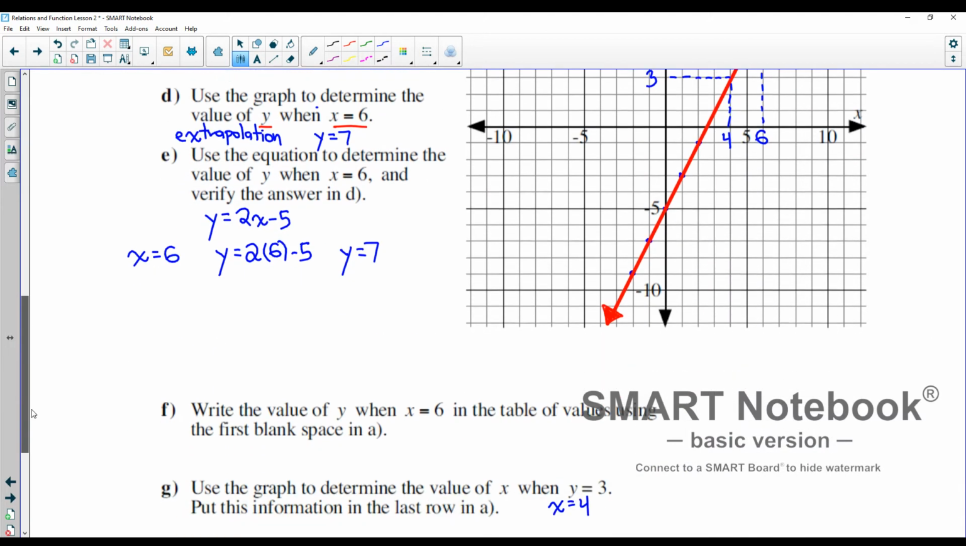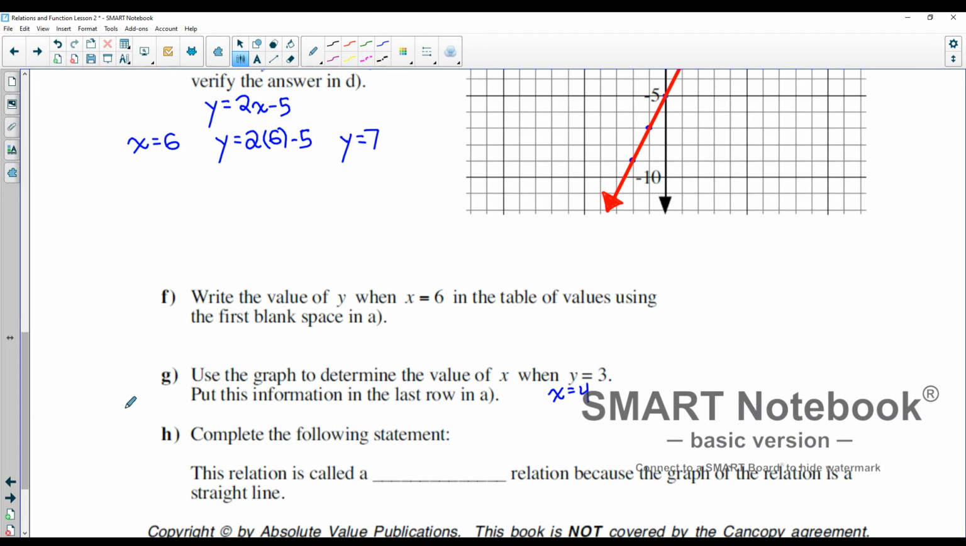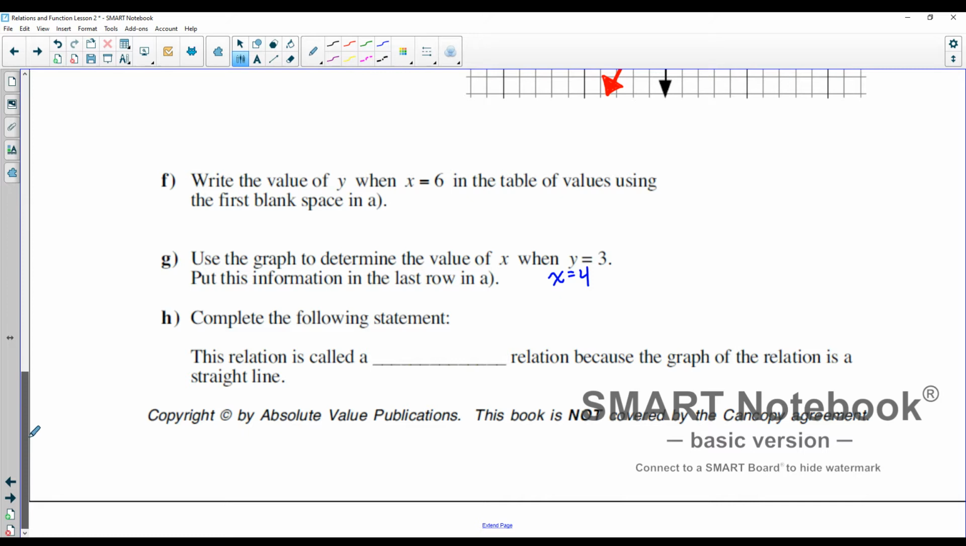And the final part is just to fill in the blank. It says complete the following statement. This relation is called a blank relation because the graph of the relation is a straight line. We called it a linear relation. Just look at the first 4 letters of the word linear. It spells out line. So a linear relation is just going to be a relation where if you have 2 variables, an independent and dependent variable, and you plot them, you can fit a straight line through the data points, or approximately fit a straight line through the data points.